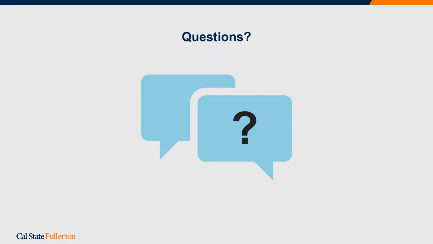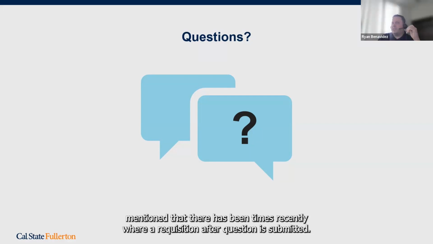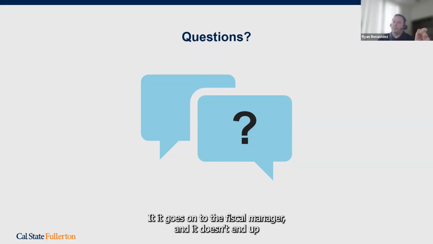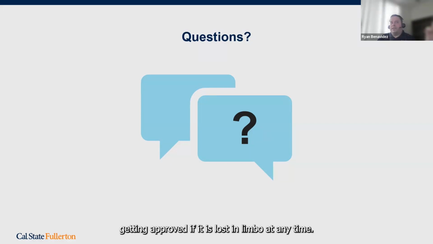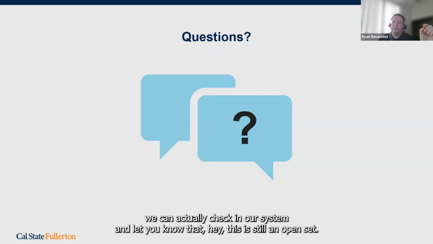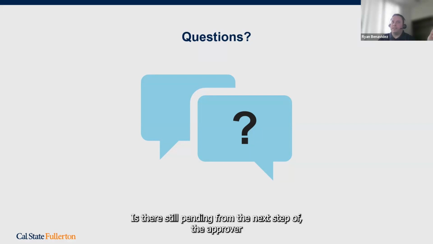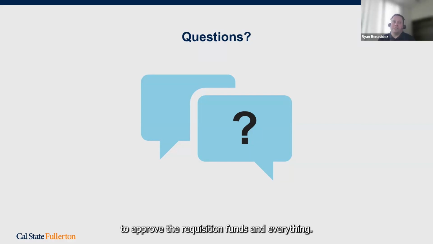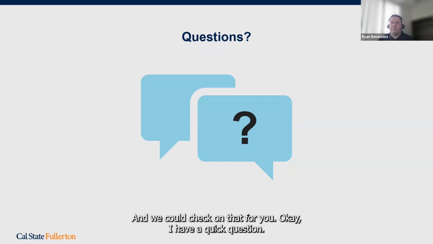Hey, thanks. I was also going to mention that there have been times recently where a requisition, after a requester has submitted it, goes on to the fiscal manager and doesn't end up getting approved. If it is lost in limbo at any time, if you send us the requisition, we can check in our system and let you know that this is still an open status, still pending the next approver to approve the requisition, the funds and everything. So if you ever find it's missing or you can't find it, you can send us an email or message us, let us know, hey, can you check on this? And we can check on that for you.